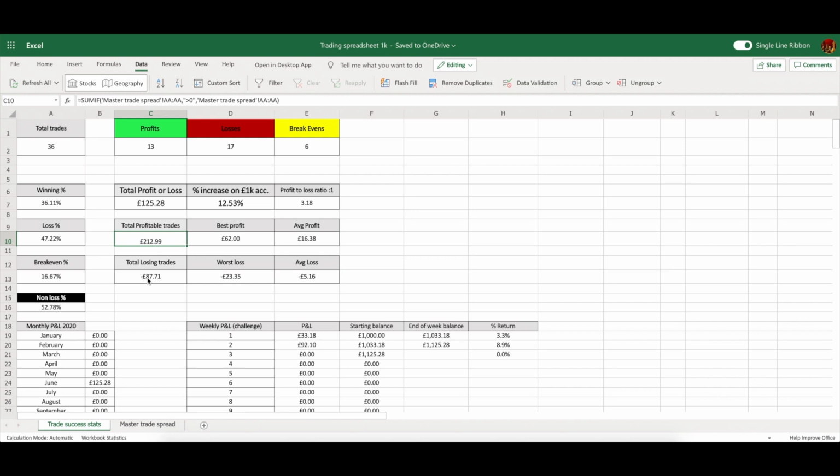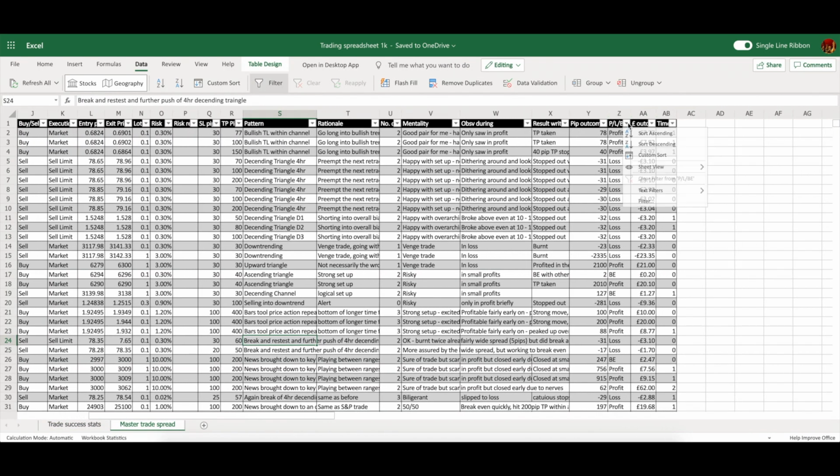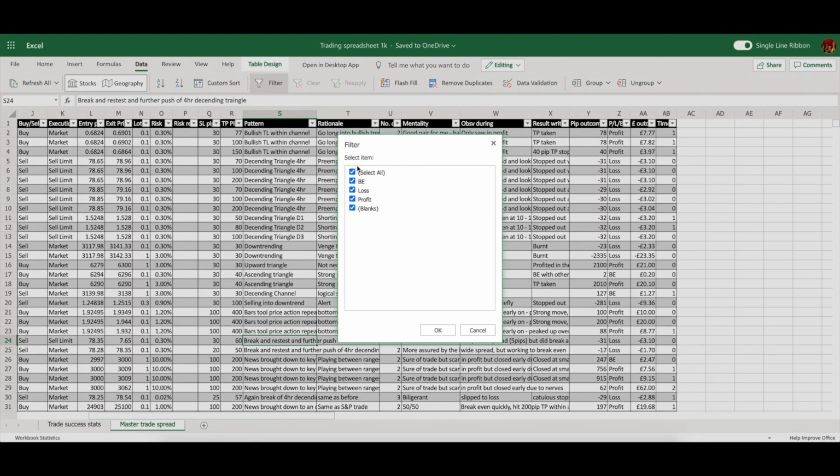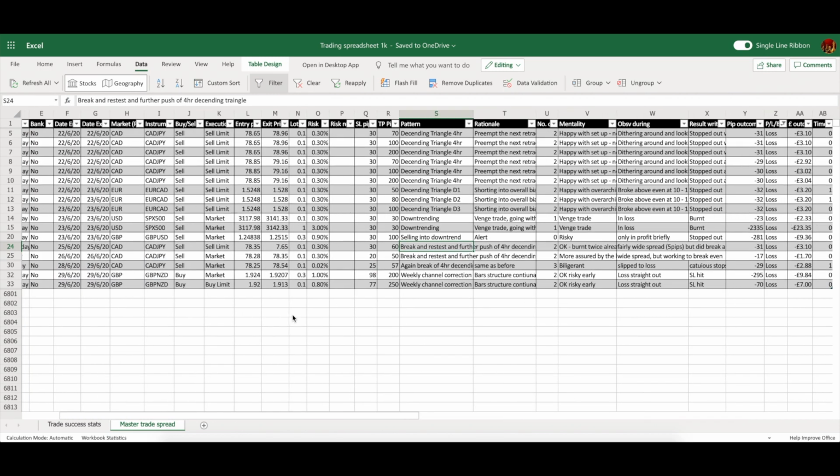And what would be interesting is for me to say, for example, I go now back to the master spreadsheet. So I know that I've lost £87 worth of trades. Okay, so now I'll go into the losing pile, and these are all the culprits, right? So these are all the ones that I've lost on.